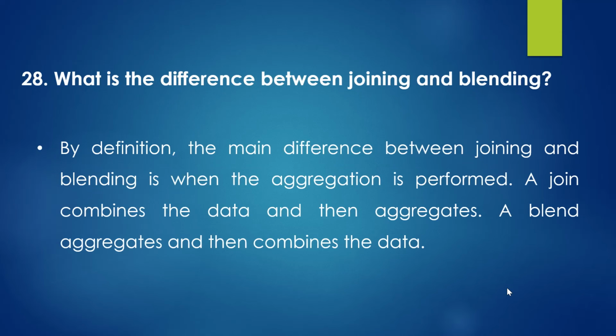Then we have what is the difference between joining and blending. By definition, the main difference between joining and blending is when the aggregation is performed. A join combines the data and then aggregates, whereas a blend aggregates and then combines the data. So the main difference is when the aggregation is performed.